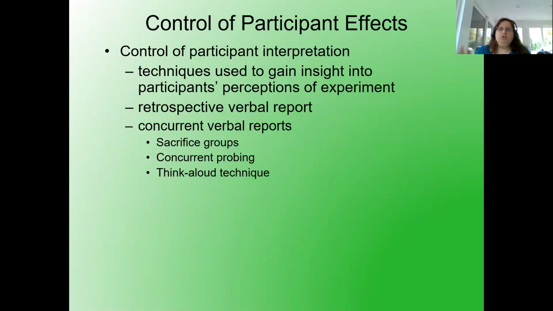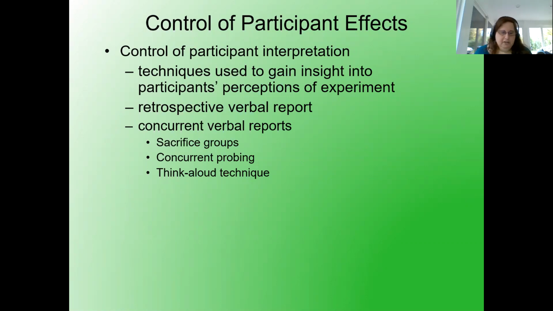We can also try to control participants' interpretation. These are techniques that are used to gain insight into participants' perceptions of the experiment. So you could ask the participant when they're done, hey, what was this study about in your opinion? What did you think? What was that about, right? You can ask for a retrospective verbal report.